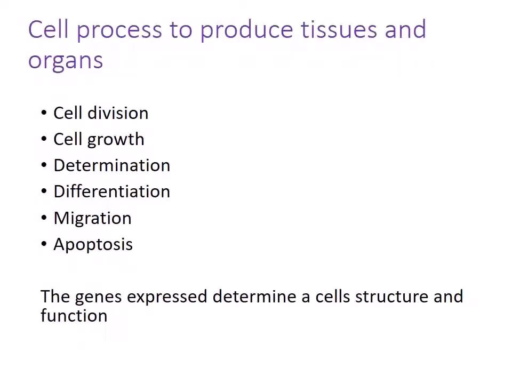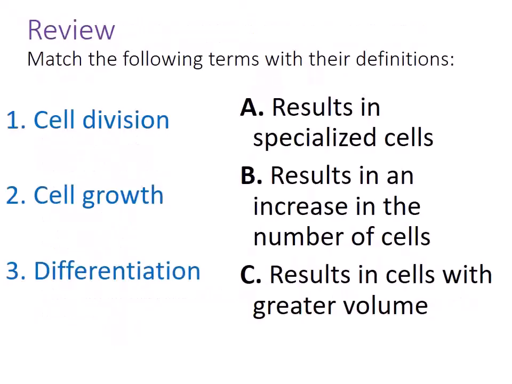So for cells to go from a single cell zygote to different kinds of tissues and different organs and organ systems, there are several processes that have to happen. This requires cell division, growth, determination, differentiation, migration, apoptosis. We'll talk about each of these coming up. But basically what's happening is that the genes that are expressed in the cell determine a cell's structure and ultimately its function.